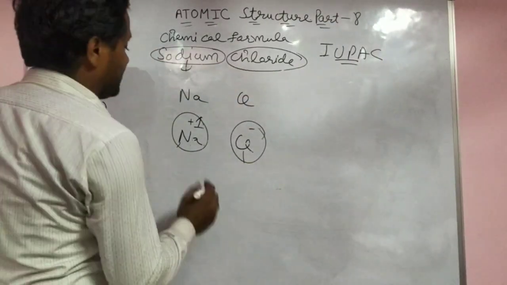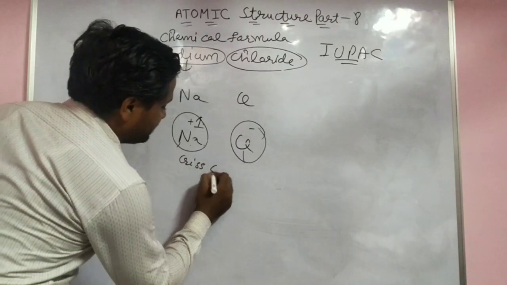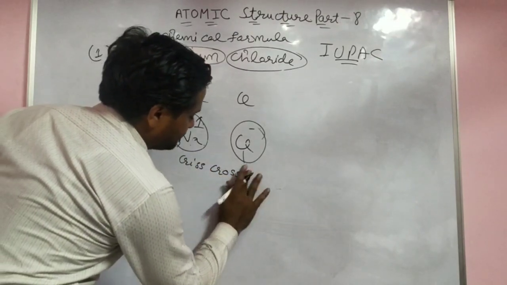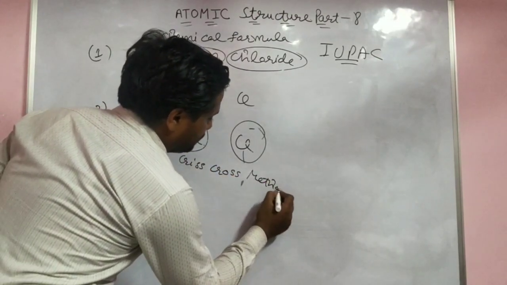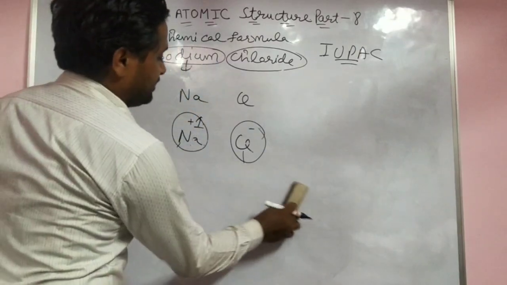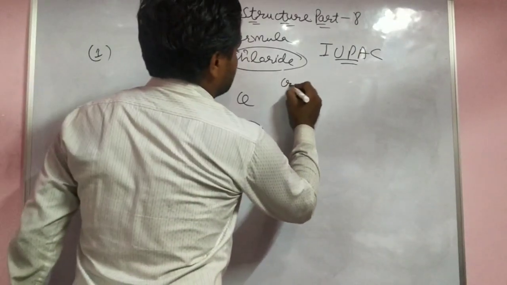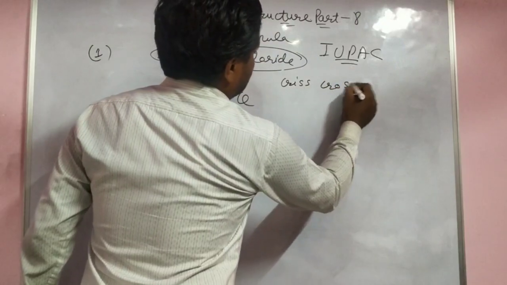In the last step you use the crisscross method. In the crisscross method, what do you do?